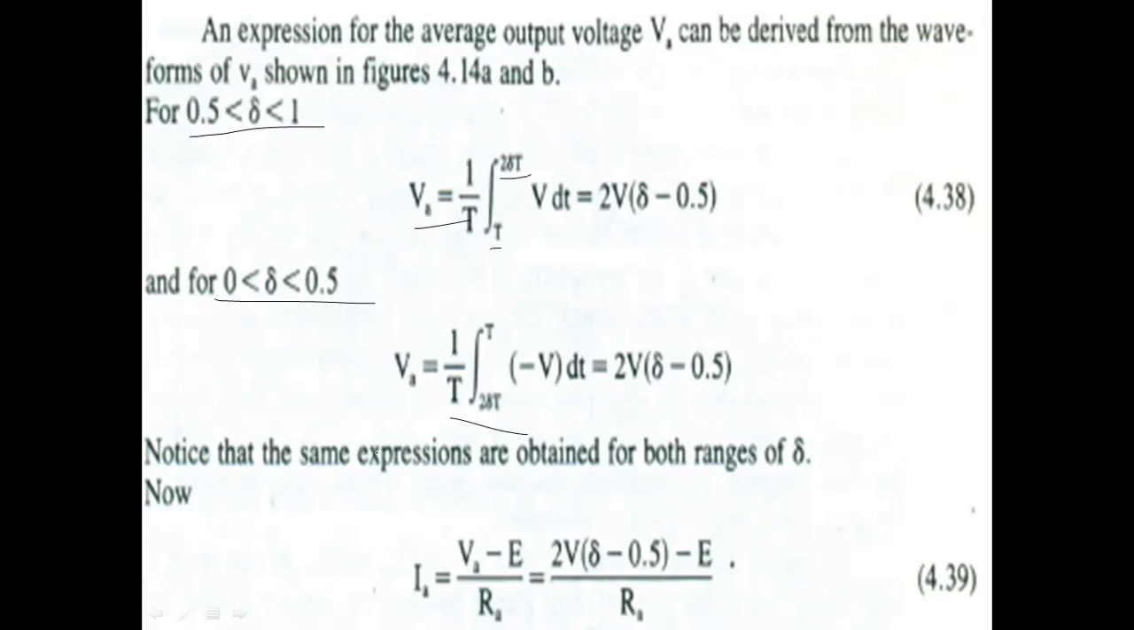IA is equal to, actually you know the formula, E is equal to V plus IA RA. From that I can write IA is equal to (VA minus E) by RA. So that is equal to (2V(delta - 0.5) minus E) by RA. So make this the 39th equation, and this one the 38th equation. So both are equal here.